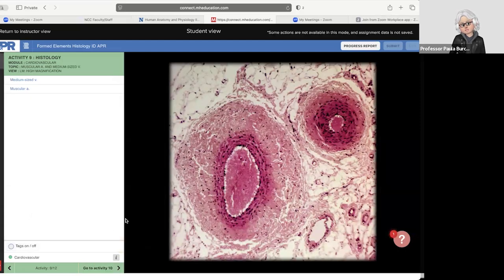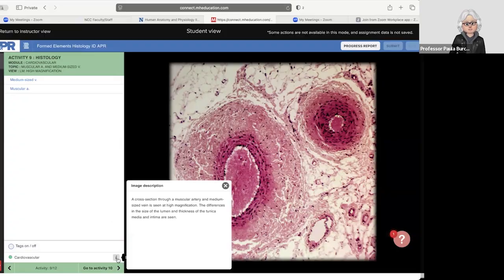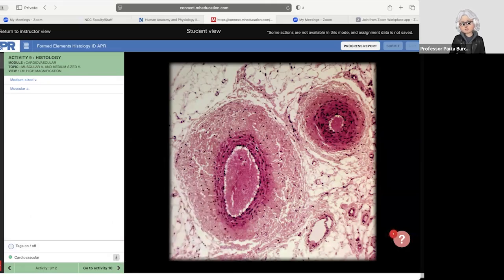And then, wow, I don't know what this is. I'm going to go down here, click on image description. It's going to tell me I'm going to have an artery and a vein here. Well, how do I know which one? This is the lumen of the blood vessel. The lumen, if you recall, is the hollow portion of the organ. This is where the blood is going to go through. So this is all blood. You can see all these erythrocytes. So here's the lumen as well.